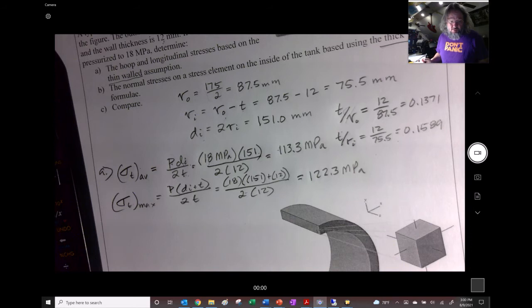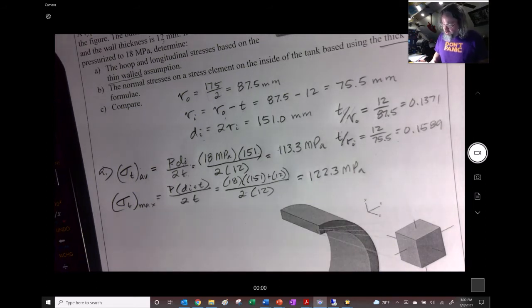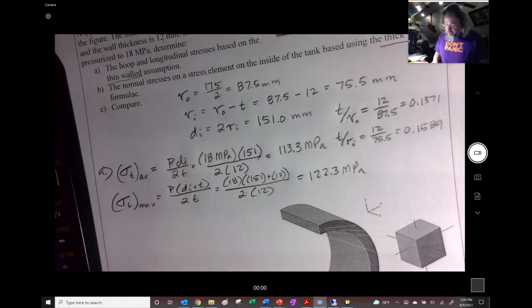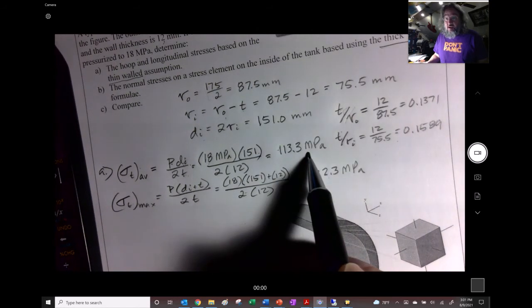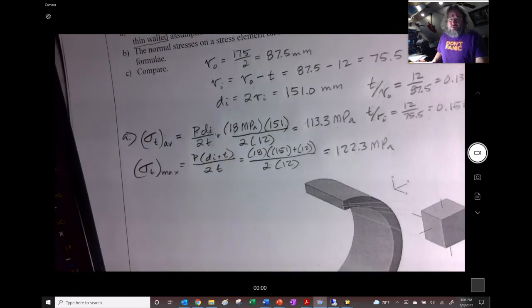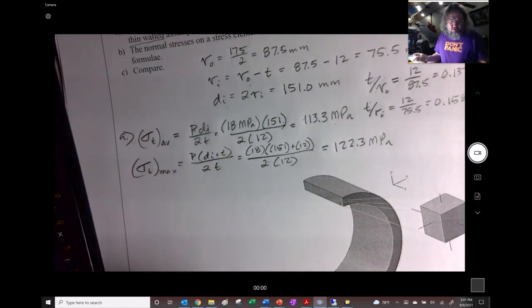122.3. Interesting. Okay. So if we were going to say, well, what's the difference? Let's say that the average was going to be the correct answer. So we subtract that out, and 113.3, we divide. So there's going to be about an 8% difference, right? This one is 8% greater than that. That's a significant amount, right? So just giving an idea of what the values of these things are going to be.